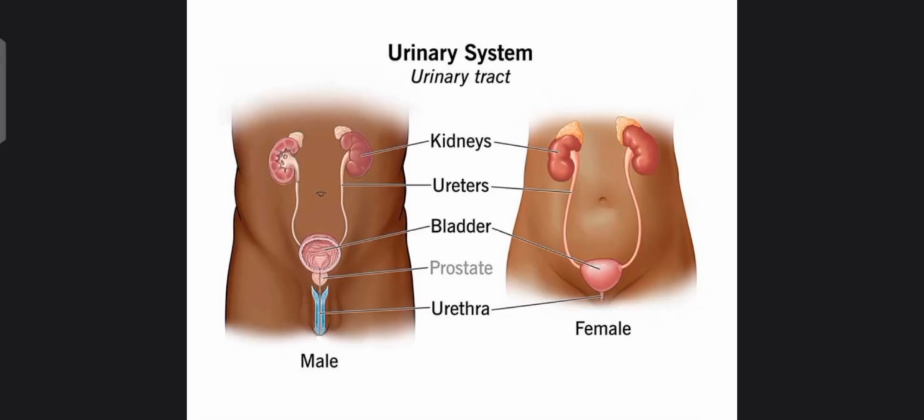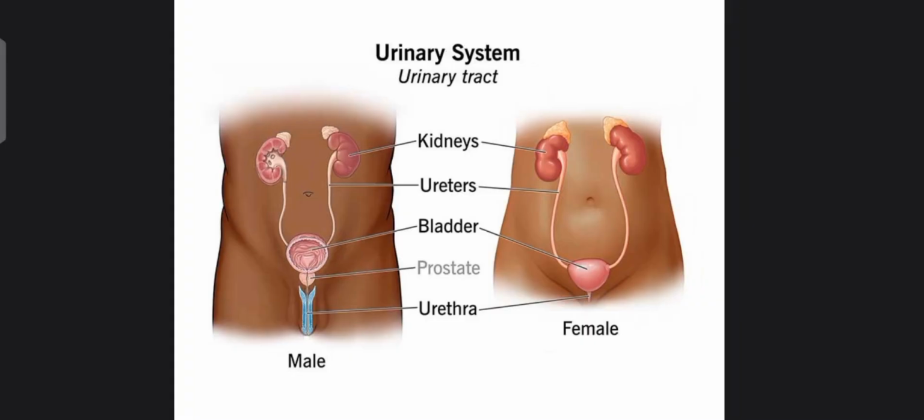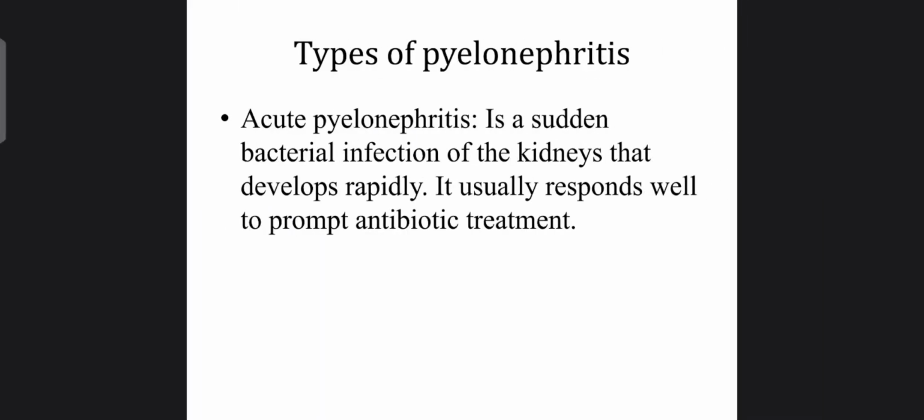Also, you could see an image of the urinary system both in males and in females. You will see the prostate clearly displayed in the male structure. So, what are the types of pyelonephritis? Pyelonephritis could come in two types or forms. First, we have the acute pyelonephritis, which is a sudden bacterial infection of the kidneys that develops rapidly. This type of pyelonephritis usually responds well to prompt antibiotic treatment.